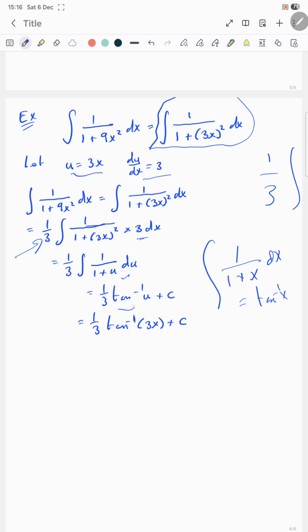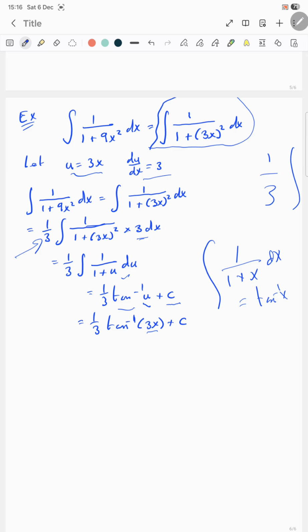So this gives us the inverse tangent of u, because we made that substitution for our value of x here, plus some arbitrary constant of integration. Plugging back in, it's 3x here, so plus this arbitrary constant of integration.